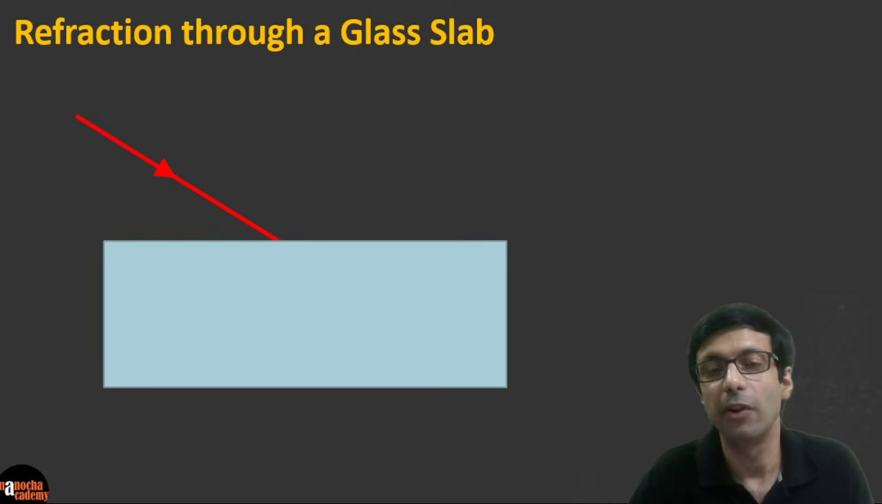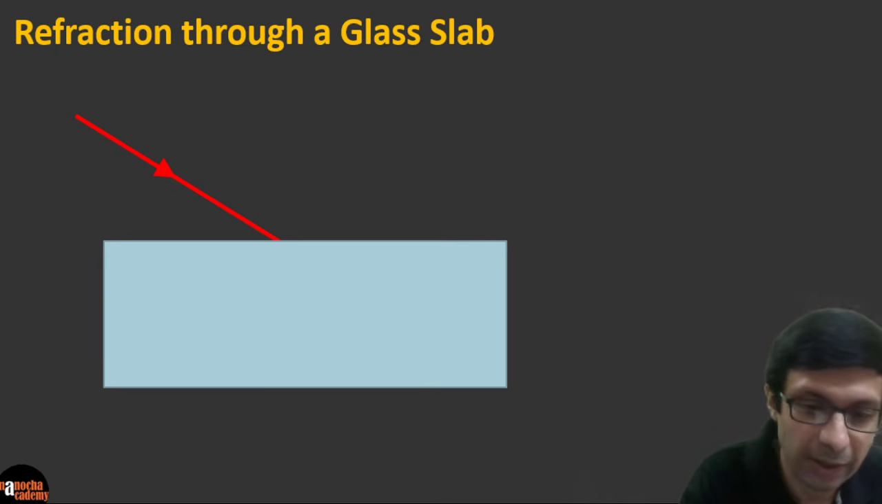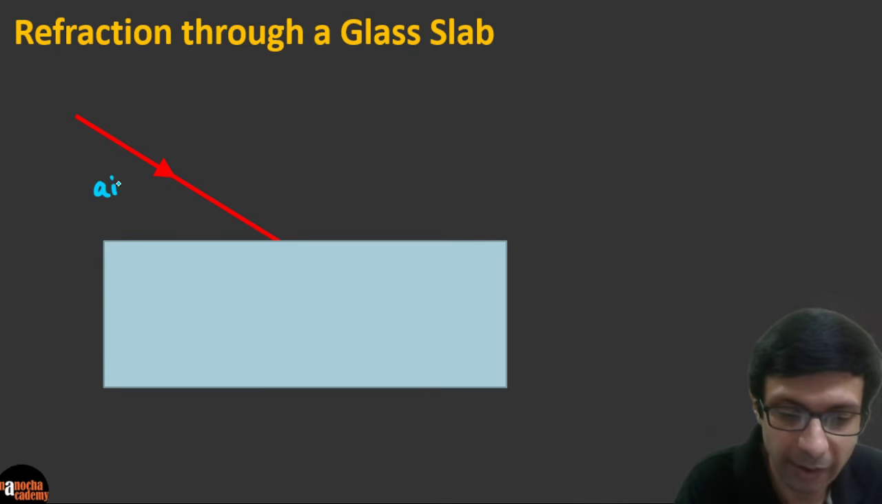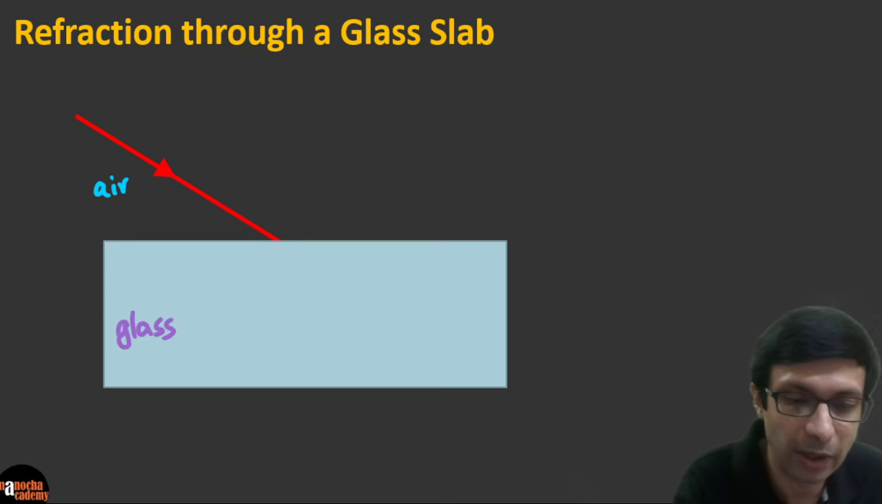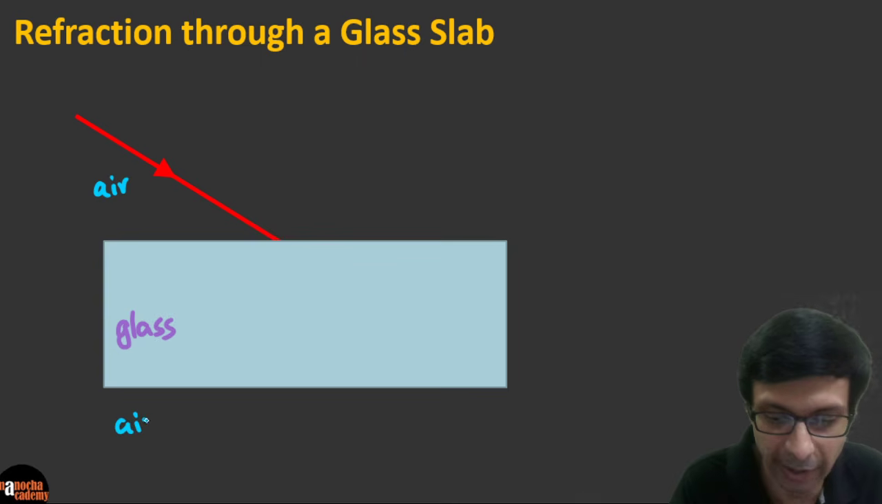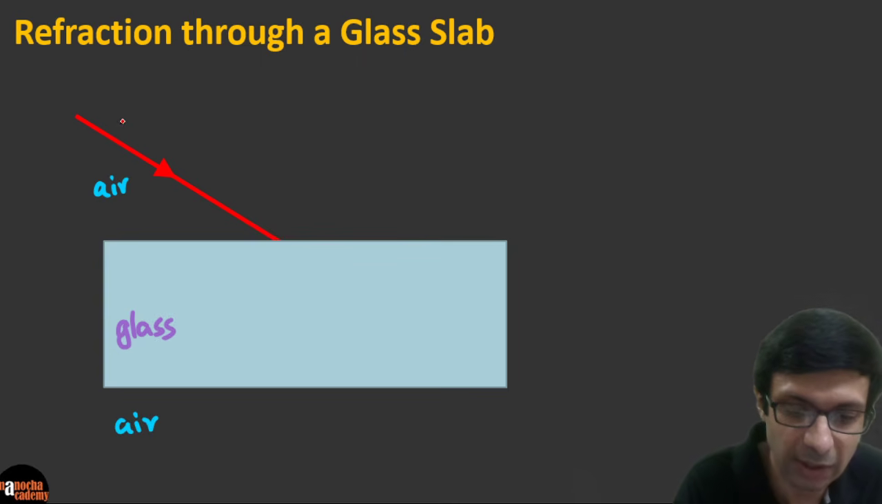Now let's talk about refraction through a glass slab. What we're interested in is that light is traveling from air to glass, and as you will expect, the light is again going to come out into air. So this is our incident ray here.